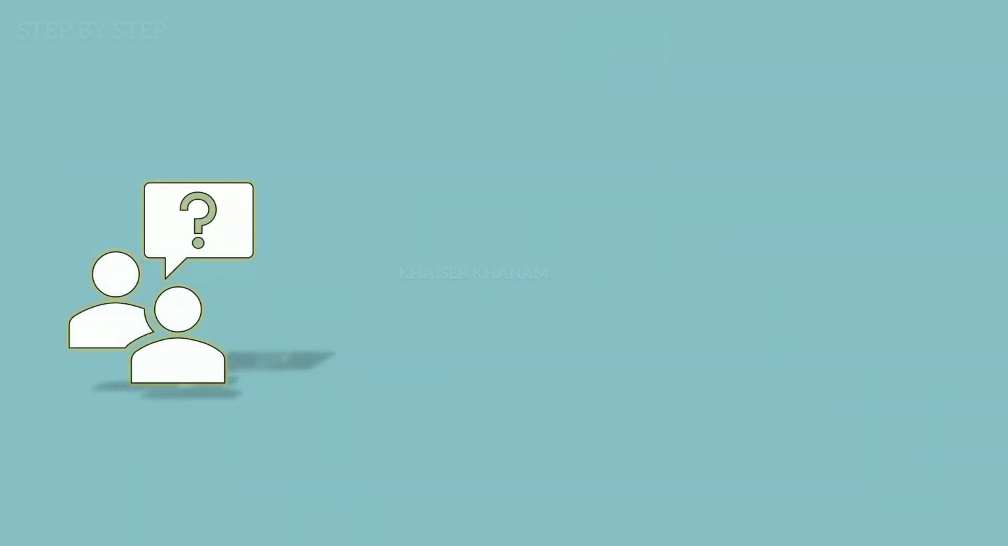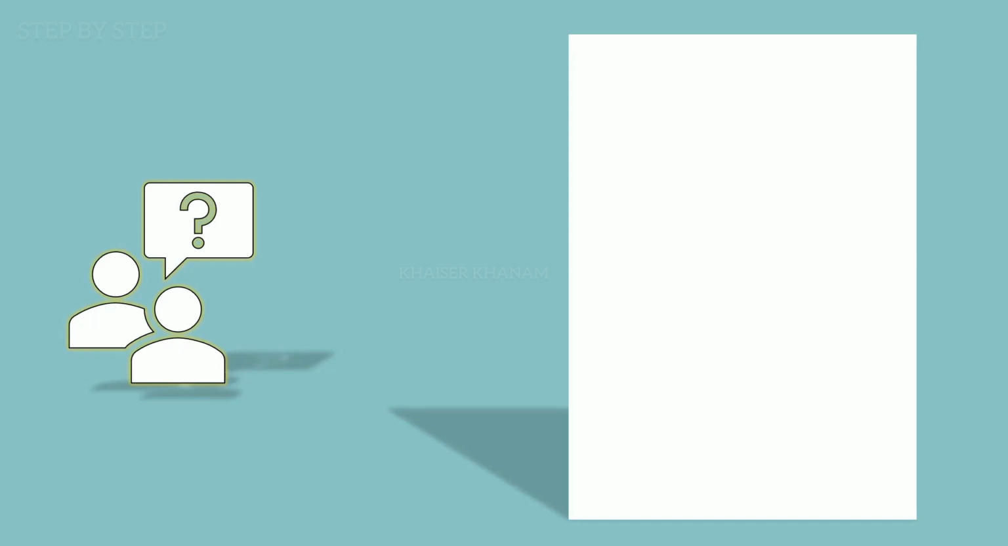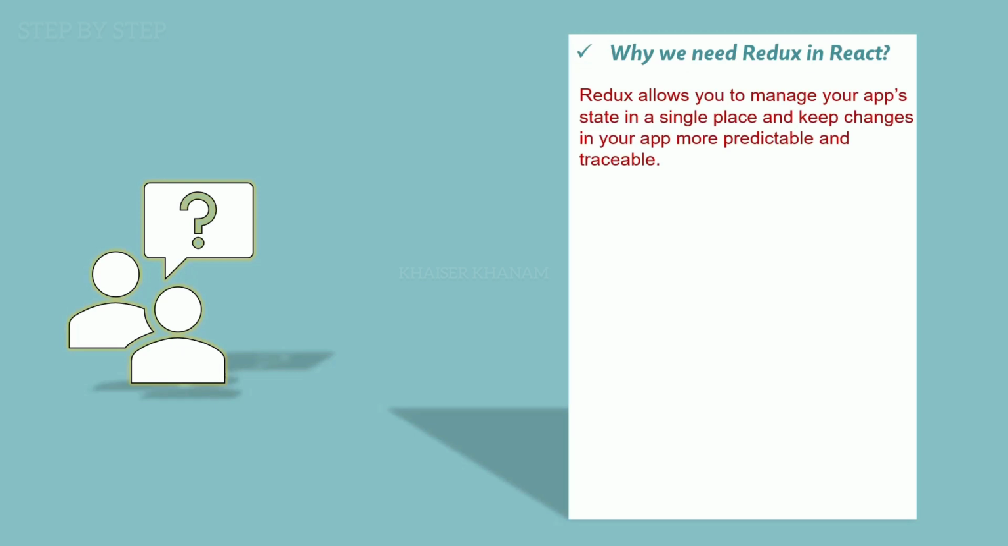Now, many will be having many questions, so I will not be answering all, but I will be answering a few of the questions. So, why do we need Redux in React? In our example, we have already seen, to reduce the complexity, we are storing the data inside one store, and from that store, we can get the data to any component. And you can see Redux allows you to manage your app state in a single place and keeps changes in your app in a more predictable and traceable way. So that is the reason people prefer to use Redux.